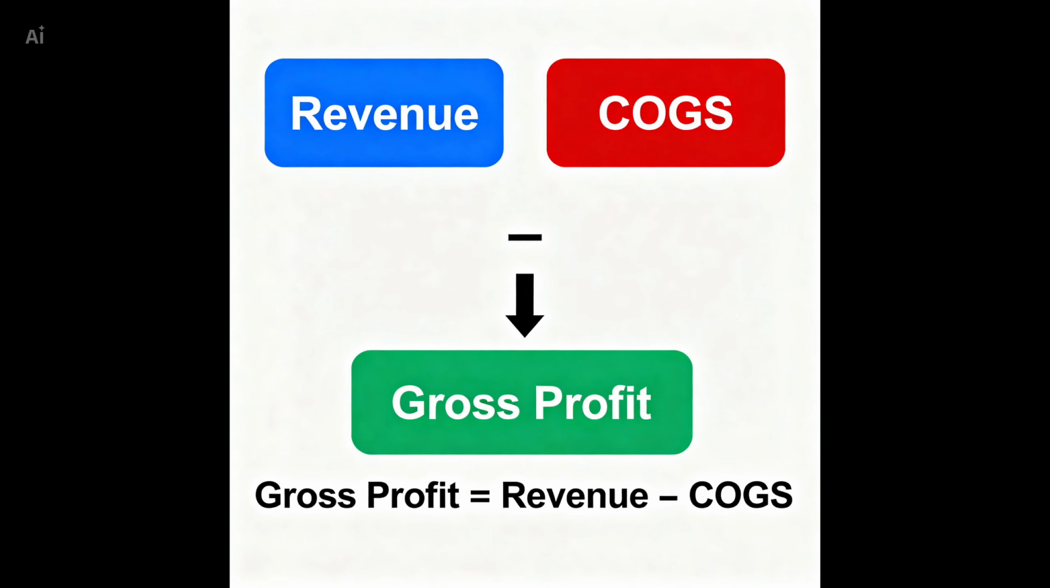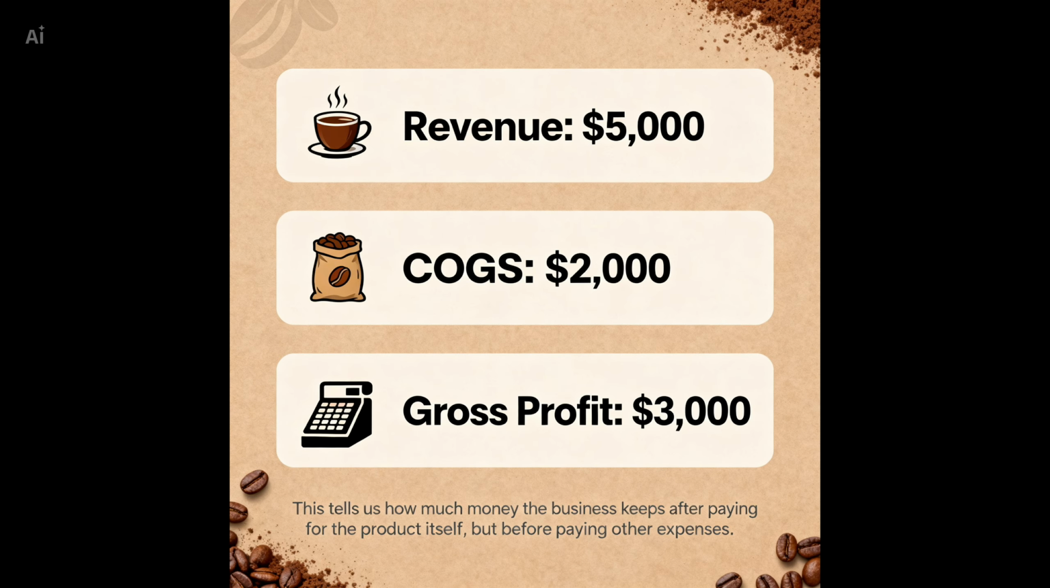Now, let's put revenue and COGS together. When you subtract COGS from revenue, you get gross profit. Let's use our coffee shop example. The revenue was $5,000, but our COGS is $2,000. So you get a gross profit of around $3,000. This tells us how much money the business keeps after paying for the product itself, but before paying other expenses.